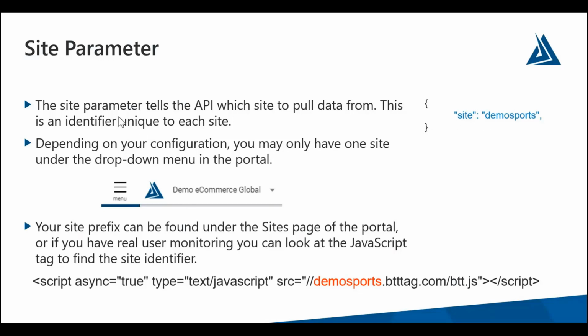So first, the site parameter, it tells the API which site to pull the data for. This is unique for every site. Depending on your configuration, you may only have one site or you may have several, but your site prefix, which is what's going to go in here, can be found on the sites page of the portal, or if you have a real user JavaScript tag that you're using for us, it's going to be the host name of that JavaScript tag. So, for example, demosports.btttag.com/btt.js. Demo sports in this case is the site prefix. So that's the site parameter.